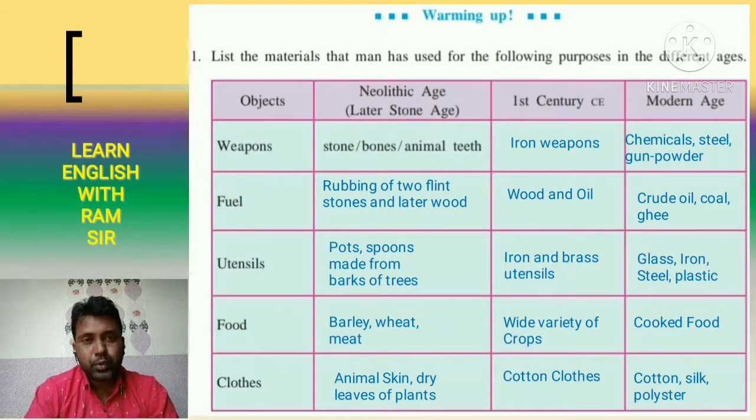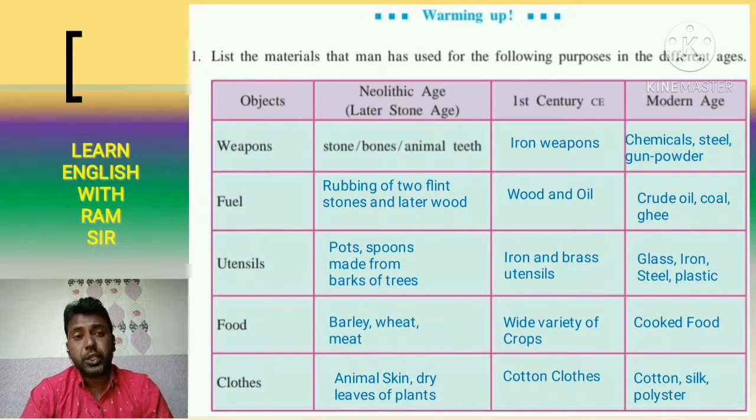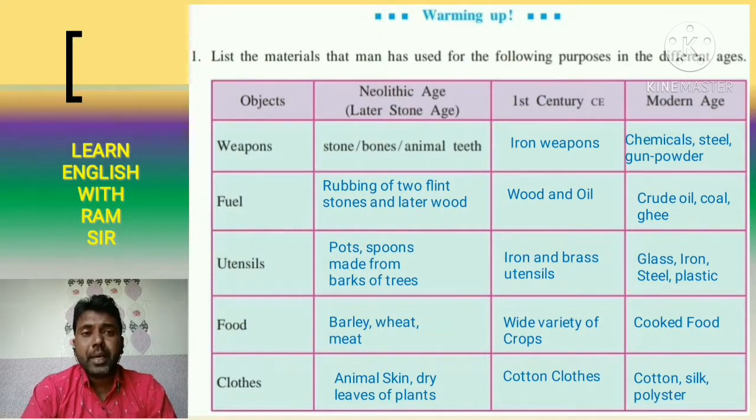But what about the food? Of course, now we all know very well that today we eat cooked food. But in the Stone Age or later in the Stone Age, that is the Neolithic Age, people were eating barley, then wheat, meat, and they had not cooked the food. You know it very well. Maybe we have studied these things in your history.